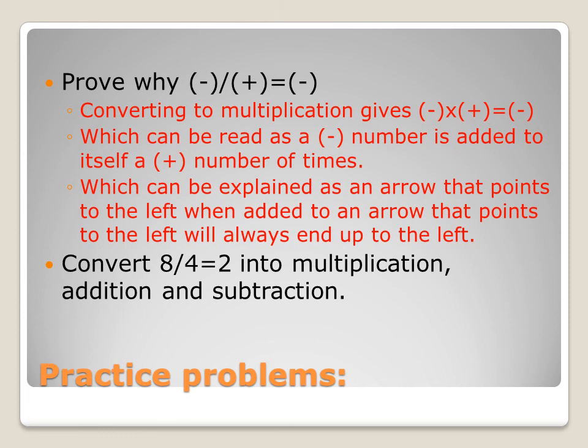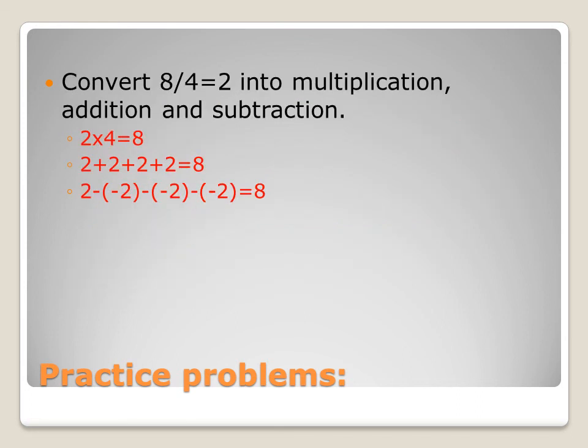And on the quiz, you basically want to write that out. You can draw arrows if you want, but you want to go through all of those steps. Make sure you get all the way down to the arrow diagram so that you're explaining the movement along the number line. And then finally, convert 8 divided by 4 equals 2 into multiplication, addition, and subtraction.